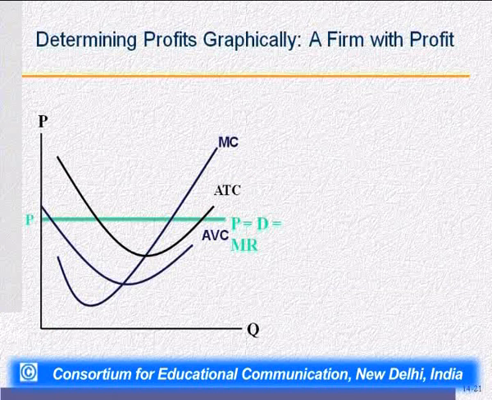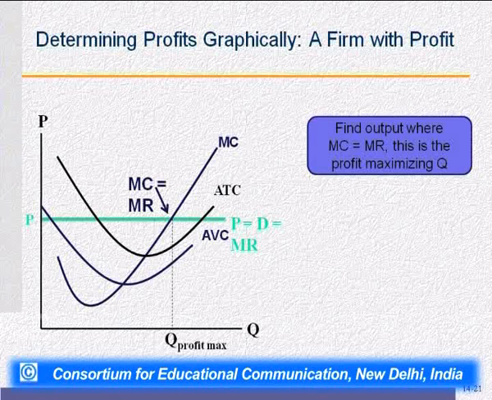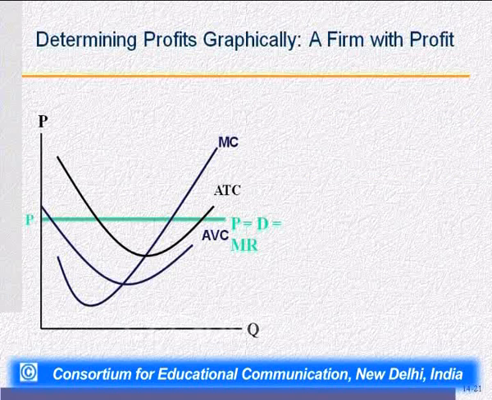Now there are 3 types of profit which the firm gains under perfect competition in the short run. In the short run, determining profit graphically: how can a firm gain profit under perfect competition? You can see on the slide, P is a straight line, as we discussed MR is horizontal, the MC curve, MC cuts the P line at a particular point, ATC average total cost is below MR, AVC average variable cost is below MR.